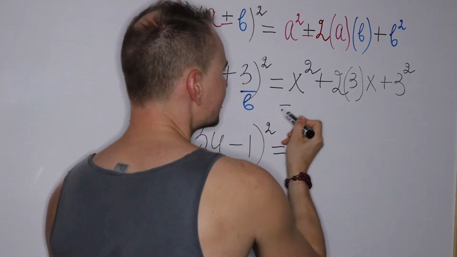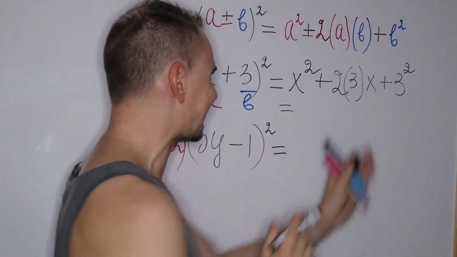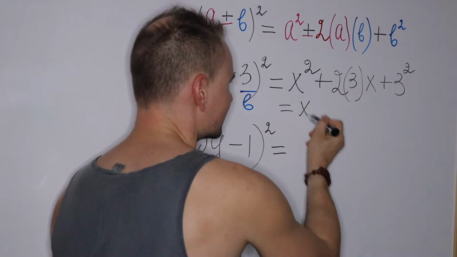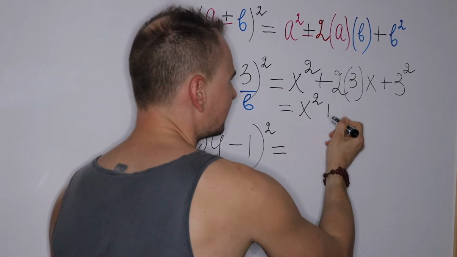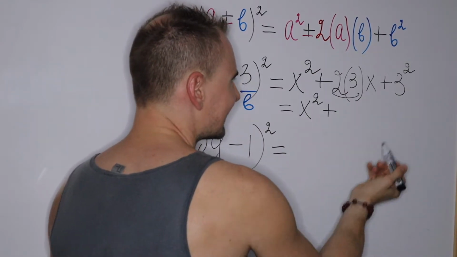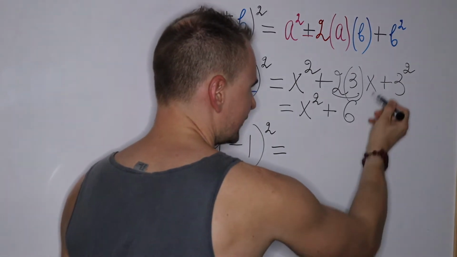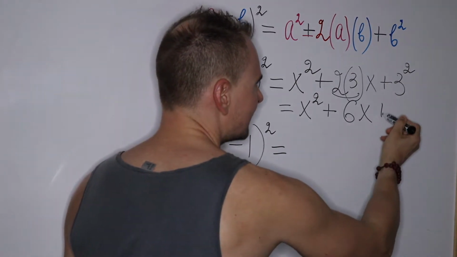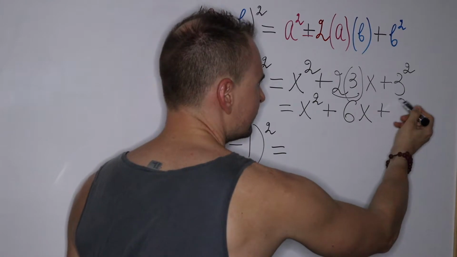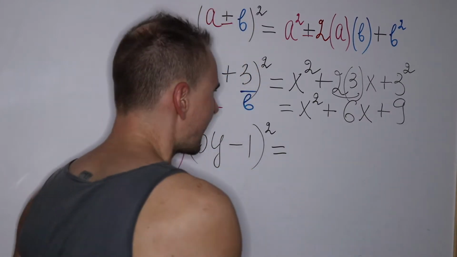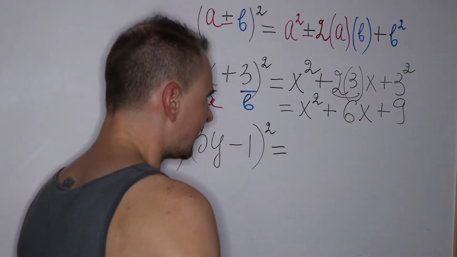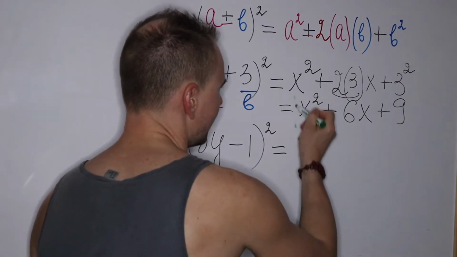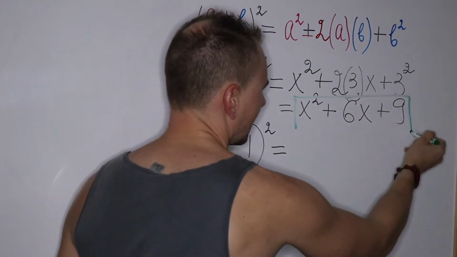And all you need to do at this point is clean it up. So the first term remains the same, it's still x squared plus 2 times 3, you're going to be left with 6, and you want to keep this x, plus 3 squared, that would leave you with 9. So that's going to be your final expansion for this binomial.